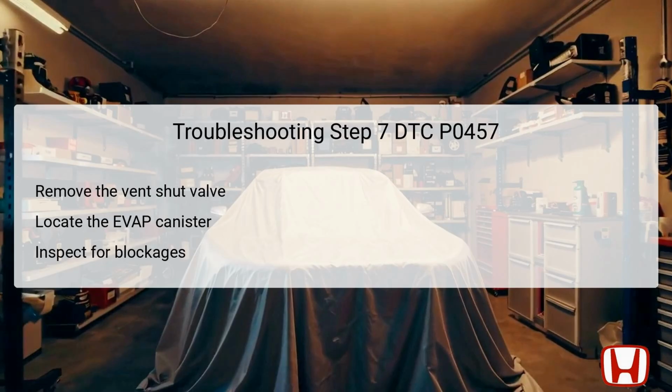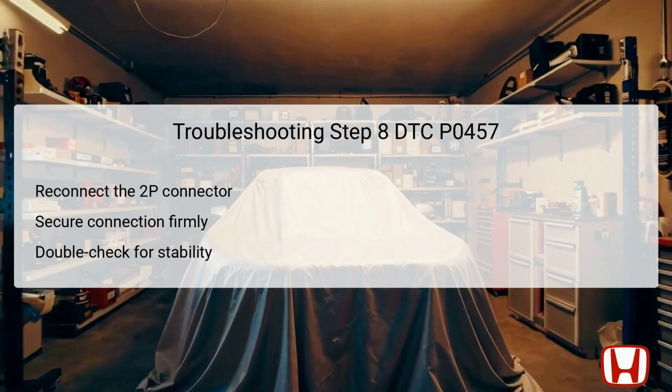Once removed, inspect the valve for any signs of clogged pathways, wear, or damage that could hinder its operation. A malfunctioning vent shut valve could lead to improper pressure management in the EVAP system, leading to issues including the P0457 code. Thorough examination of this component is crucial in ensuring that the EVAP system operates efficiently and within regulatory parameters. In the 8th step, you'll need to connect the 2P connector to the EVAP canister vent shut valve that was removed earlier.